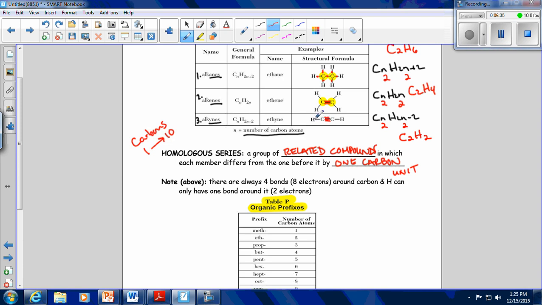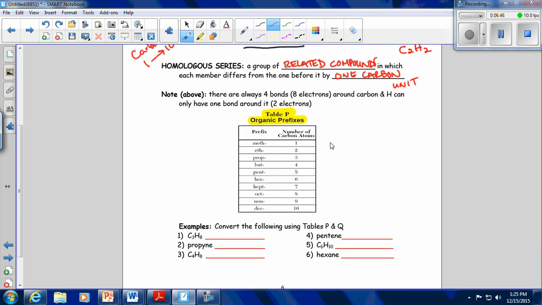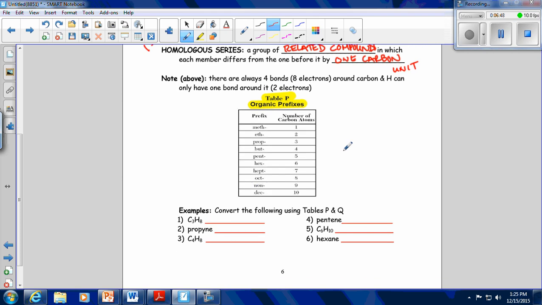And you have the same thing happening here, 6 electrons here, and then the additional 2 electrons here to give you 8 electrons total. Now on Table P, you're going to notice that there's a listing of the first 10 prefixes. Hopefully you may know some of these from geometry class. If not, you can always refer back to them on Table P.